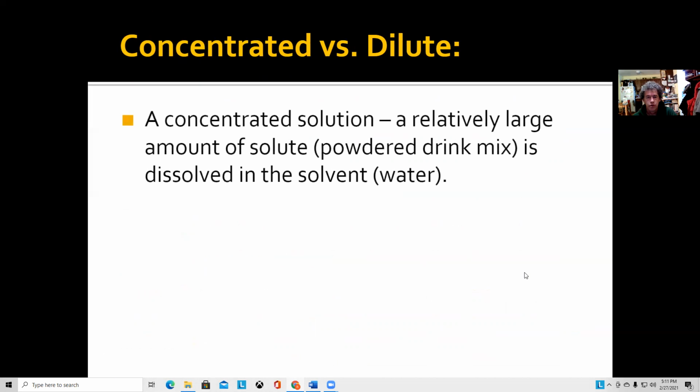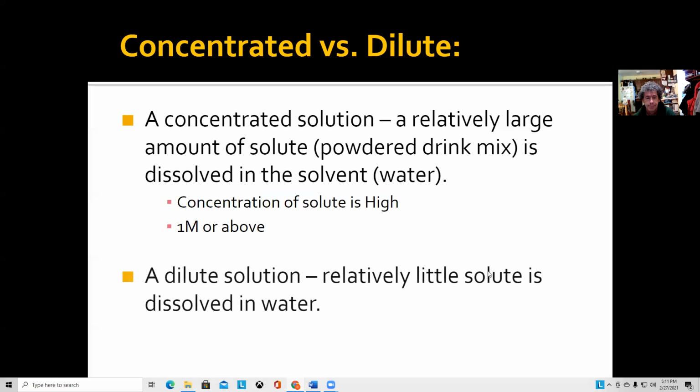One other term that's worth knowing about is concentrated and dilute. A concentrated solution is a relatively large amount of solute, or powdered drink mix, or chemicals, or whatever, dissolved in the solvent. The concentration is high, and generally it's considered 1 molar or above. Dilute is relatively little dissolved in the water or whatever other solvent you have. Generally it's considered below 1 molar.